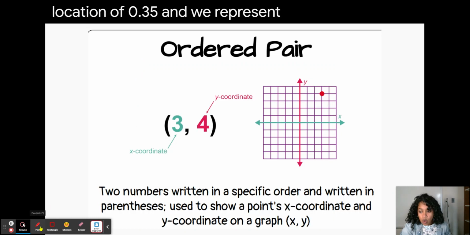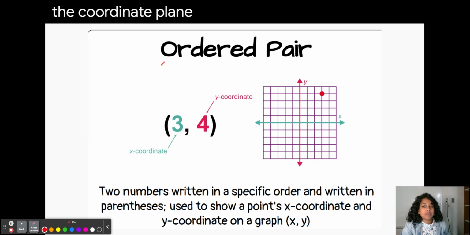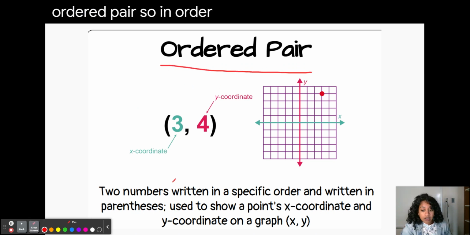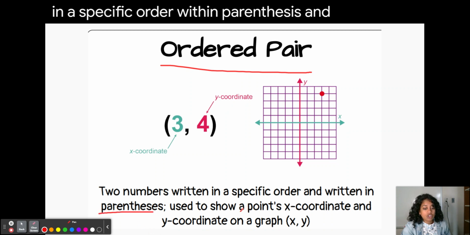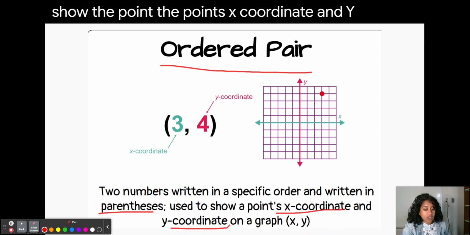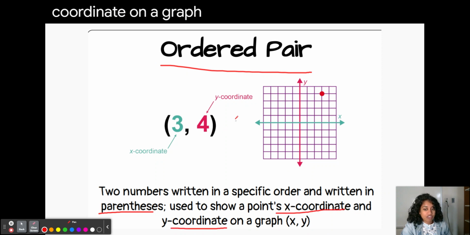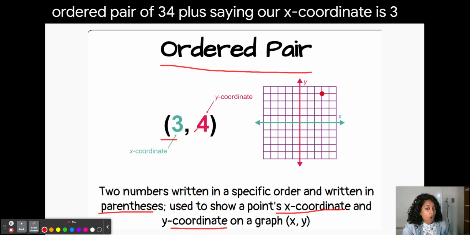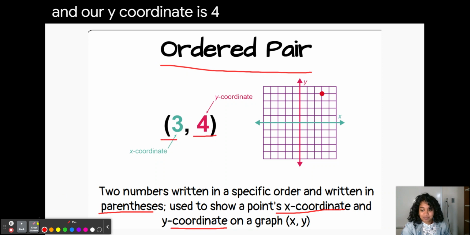And we represent points on the coordinate plane with something called an ordered pair. An ordered pair is two numbers written in a specific order within parentheses, and it's used to show the point's x coordinate and y coordinate on a graph. So over here we have our ordered pair of 3, 4. That's saying our x coordinate is 3 and our y coordinate is 4.